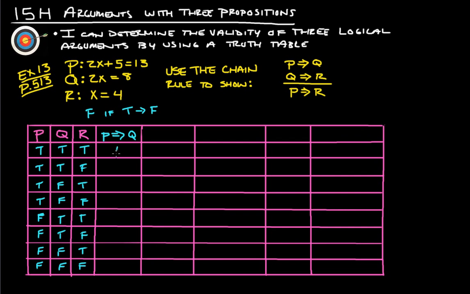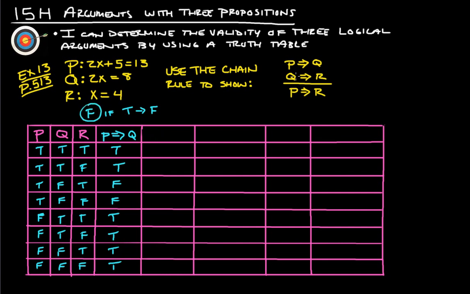So P to Q, just these two. True, true is true. Let's just look for the true, false. True, true is okay, true, false, that one's false. True, false, that one's false. Everything else has got to be true. It starts with true, the first one's true, the second one's false. That's the only one that ends up being false.